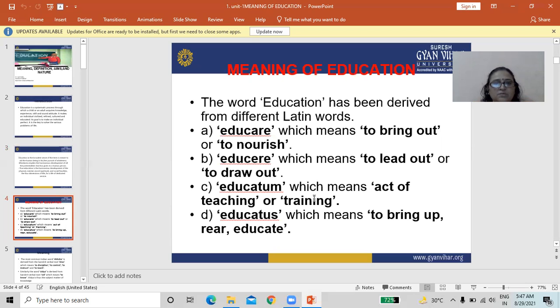Educator, which means to bring up, rear, educate. This is the meaning of education derived from the Latin words.